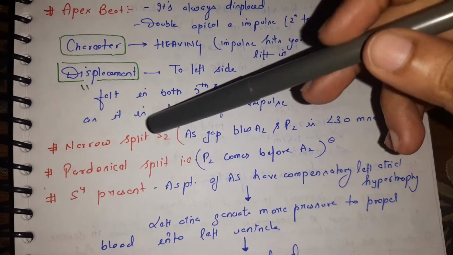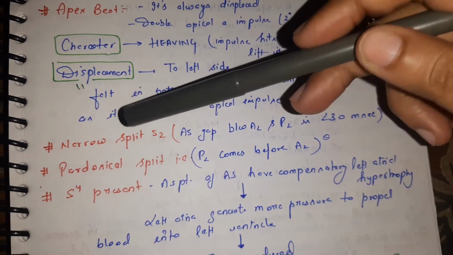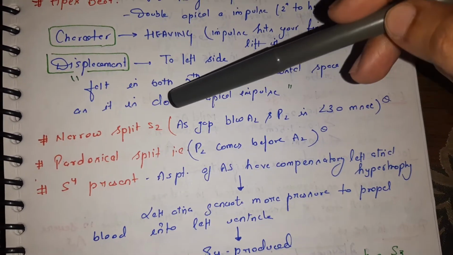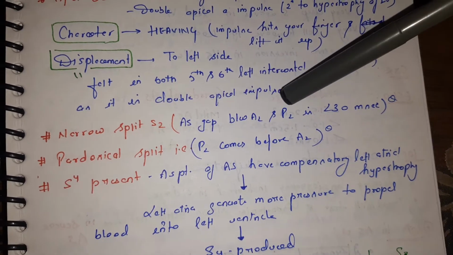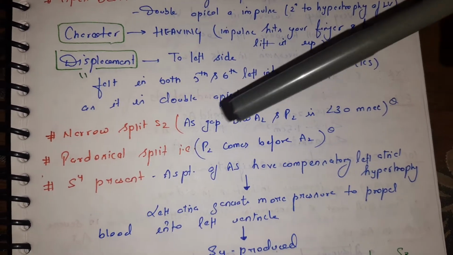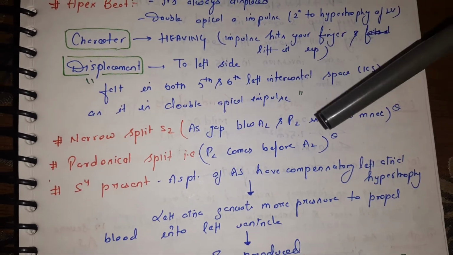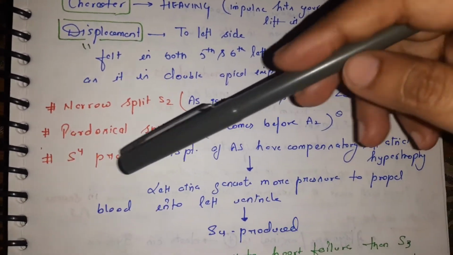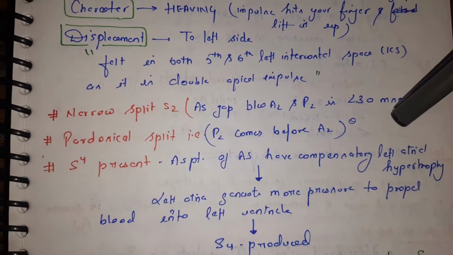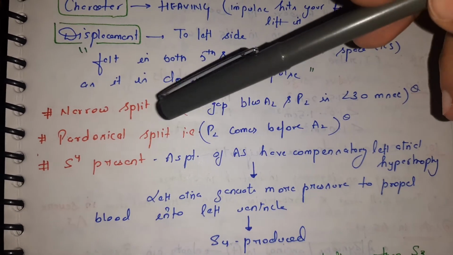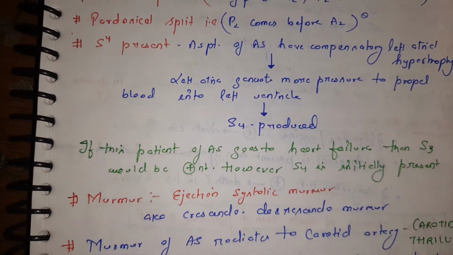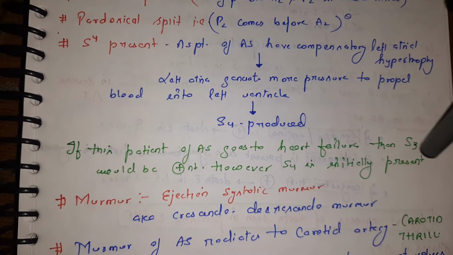Then we'll talk about the split, that is the narrow split. Of course, this is aortic stenosis, so the S2 can be seen. There is a narrow split in S2, as the gap between A2 and P2 will be less than 30 milliseconds. Paradoxical split is there, that is P2 comes before A2, right? And S4 can be seen if there is left atrial hypertrophy, so S4 will be present, right? And if a patient is going into heart failure, then S3 can be heard, right?